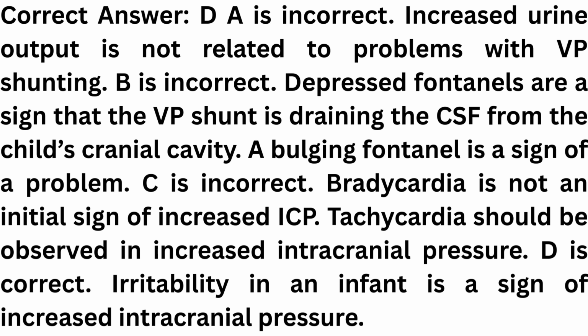Increased urine output is not related to problems with VP shunting. B is incorrect. Depressed fontanelles are a sign that the VP shunt is draining the CSF from the child's cranial cavity. A bulging fontanelle is a sign of a problem. C is incorrect. Bradycardia is not an initial sign of increased ICP. Tachycardia should be observed in increased intracranial pressure. D is correct. Irritability in an infant is a sign of increased intracranial pressure.